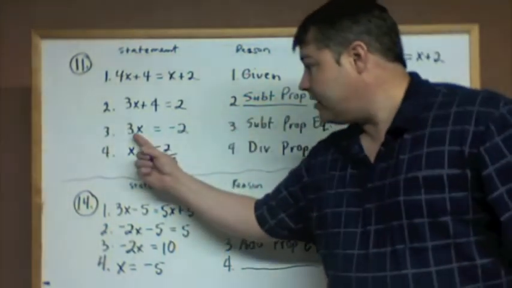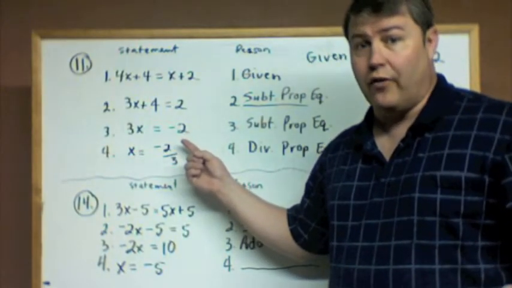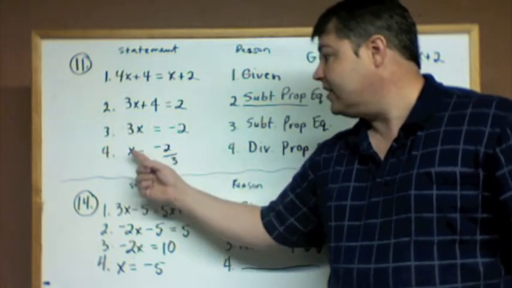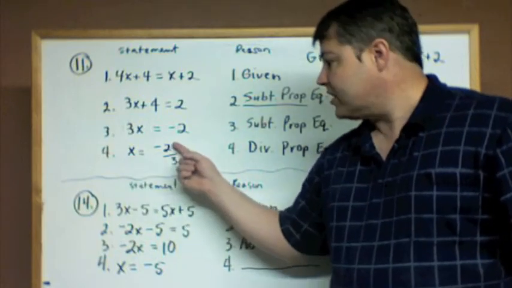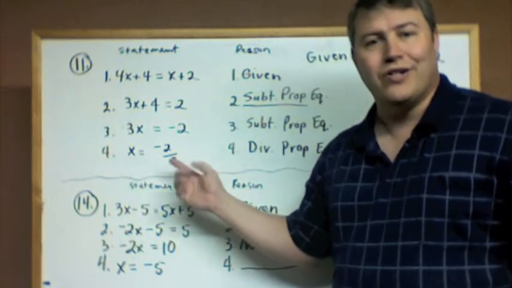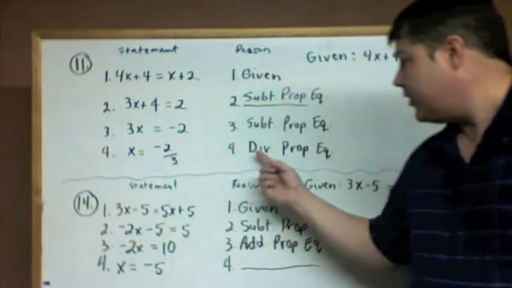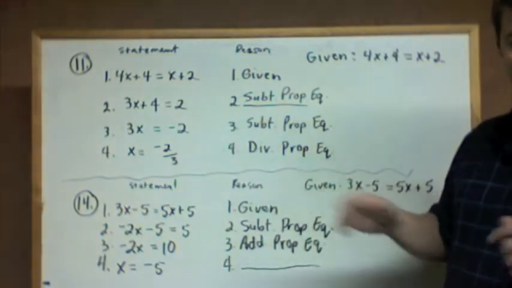All right, now I have it down to 3x equals negative 2. And from the old algebra days, what do we do to solve for x? It's being multiplied by 3, so what do I have to do to both sides? Divide by 3. The 3 would cancel over here. I just have x. And this is negative 2 divided by 3. What says you can divide both sides of the equation by the same thing? The division property of equality. And since we're solved for x, we're done.